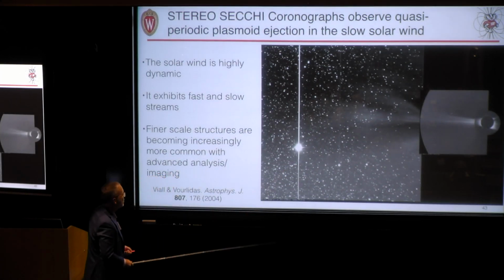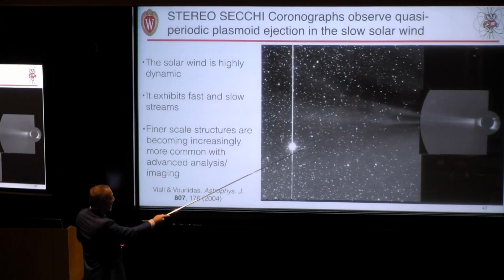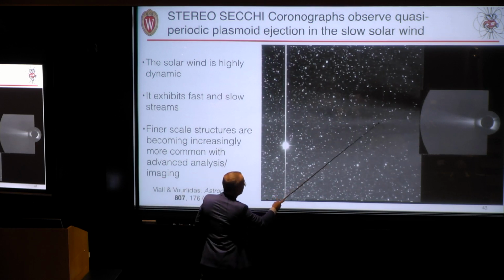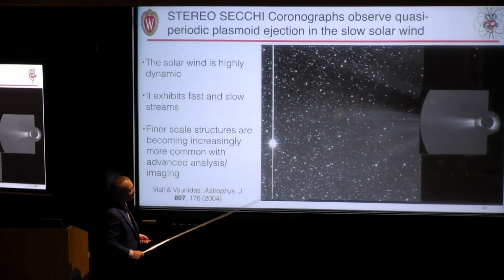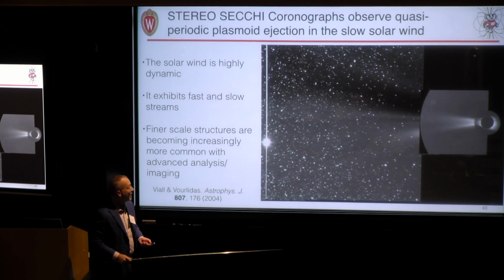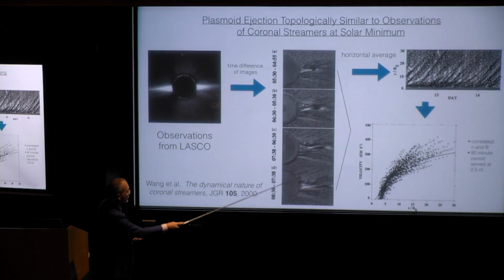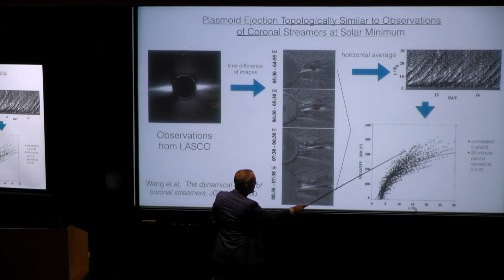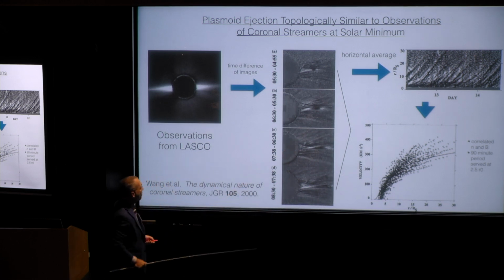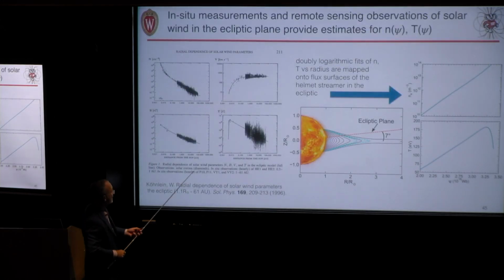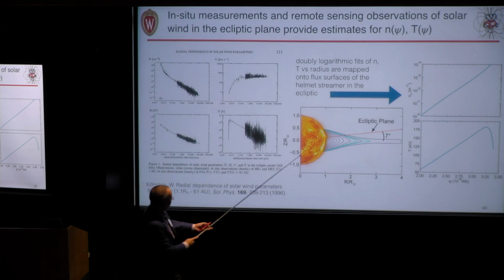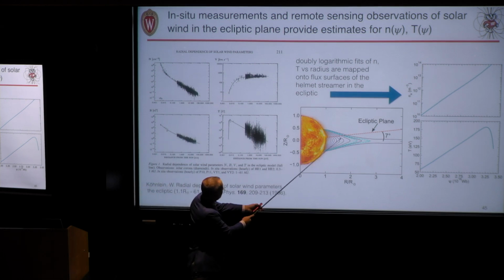There are great movies. This is from LASCO, showing blobs, plasmoids if you will, that are ejected outward from that region. What we've done is look at the frequencies of these and try to compare them. These have a 90-minute period, and they propagate outward at about the Alfvén speed from that point. This is from solar observations. And we've tried as best we can to estimate what the pressure gradients, magnetic fields and curvature are along something like an ecliptic plane.